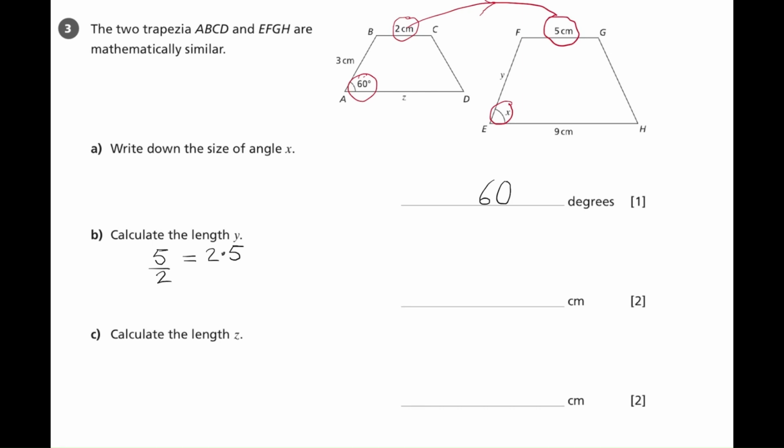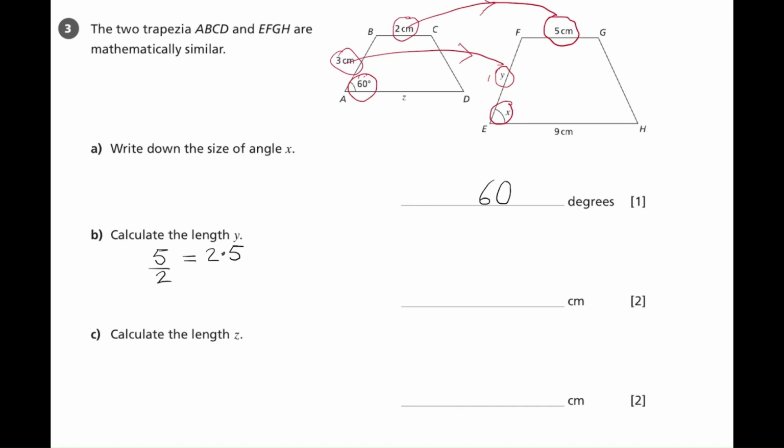So if we look at y, this corresponds to the 3. So we need to multiply the 3 by the 2.5, or use the fraction 5/2. Sometimes the fraction will lead to a rounded off decimal, and it's not a good idea to use the rounded off decimal, so it's better to get in the habit of using the fractions.